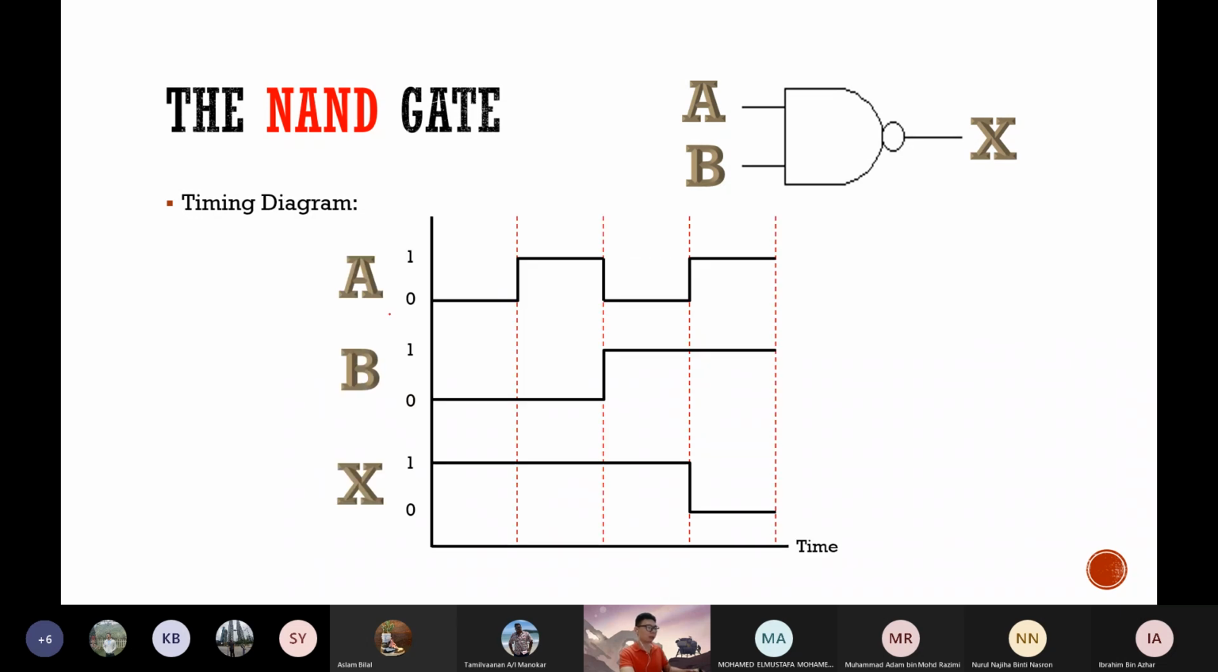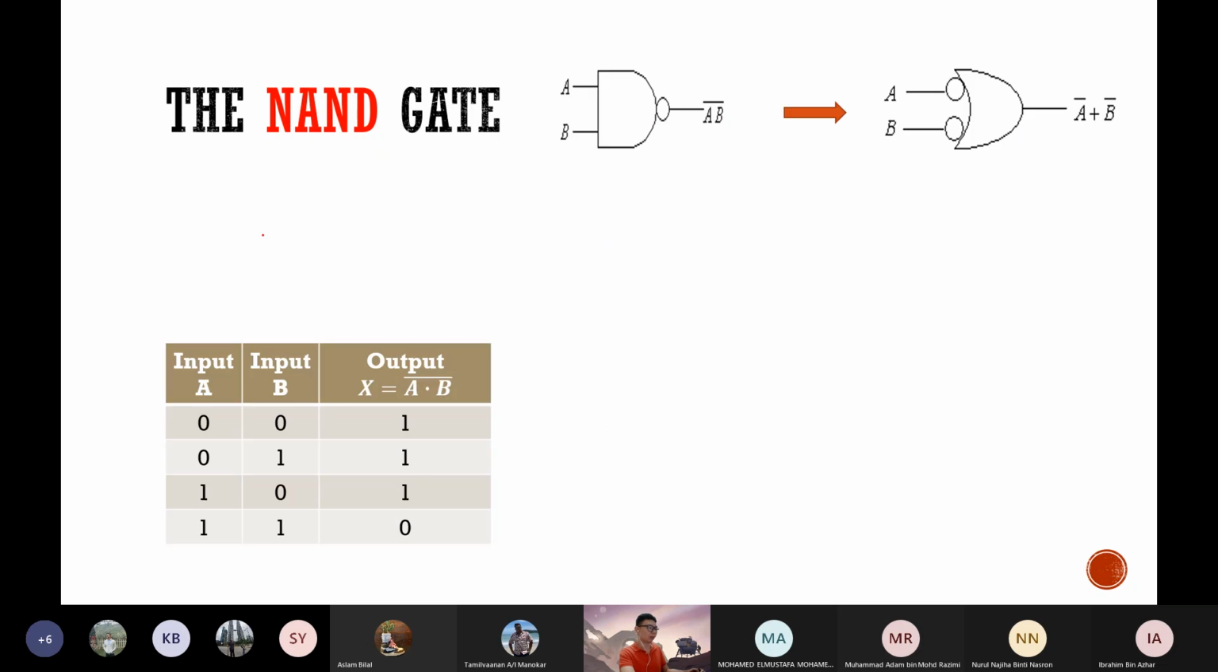Right, same thing from the truth table, you can also draw the timing diagram. I am not going to go into detail on what we did in the last class. So I believe you have already familiarized yourself with how to draw a timing diagram. If you're not, feel free to watch back our previous class lecture on this topic. So, timing diagram of NAND gate.